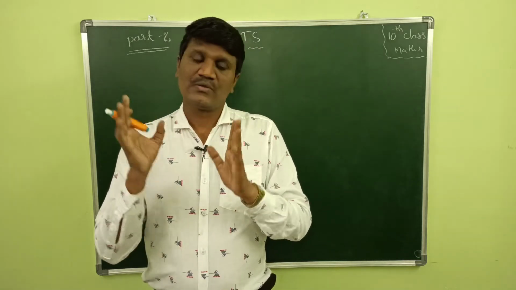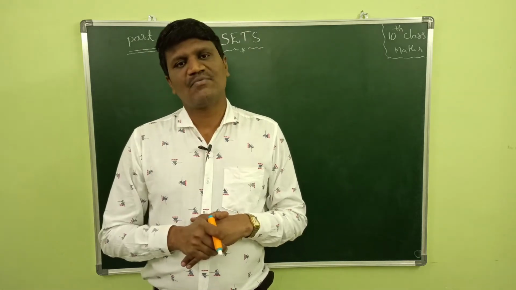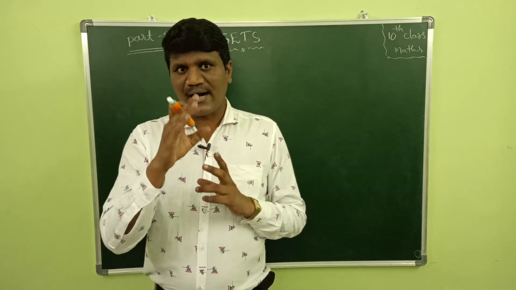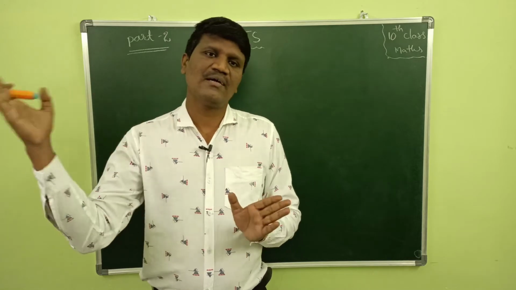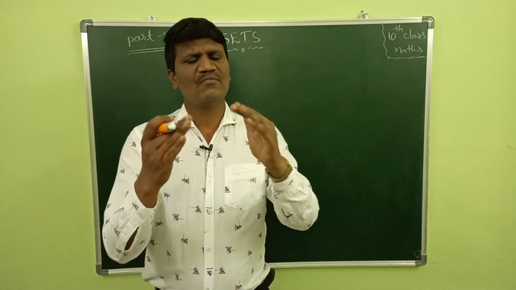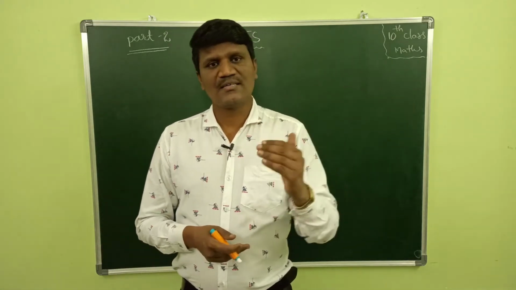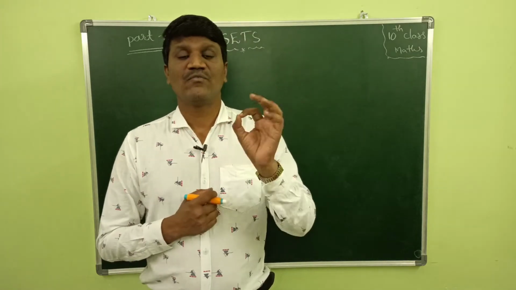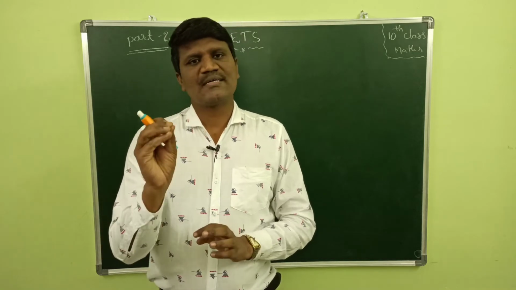and the objects of the sets we denote as elements, and each element is separated by a comma. These are all we learned in the previous classes. If not seen, go back and see the previous video. And in this video we are going to learn how to represent a set.